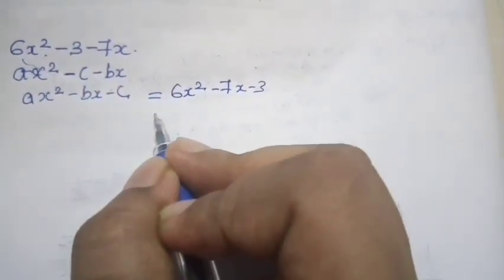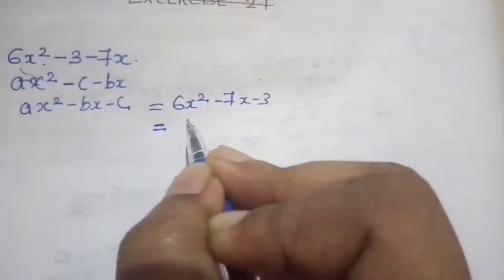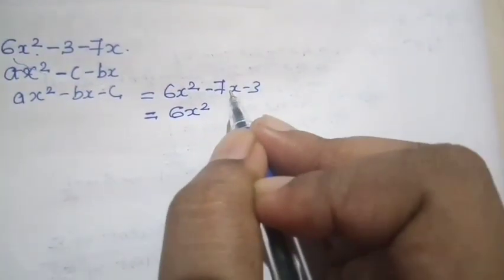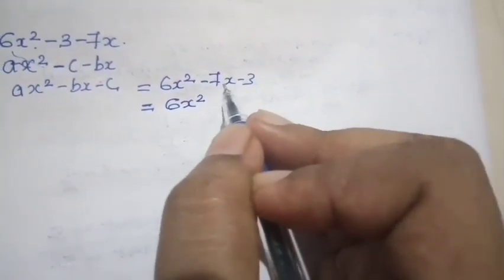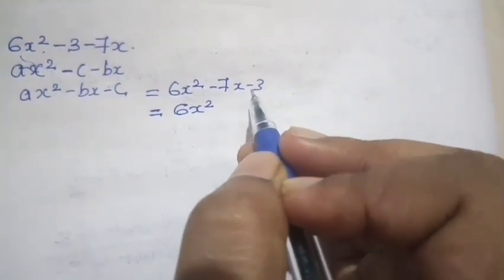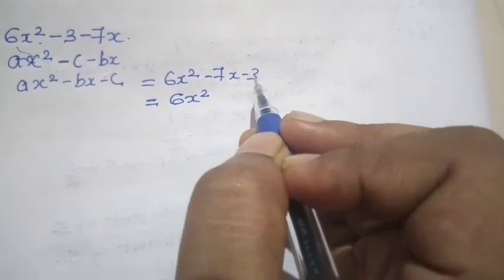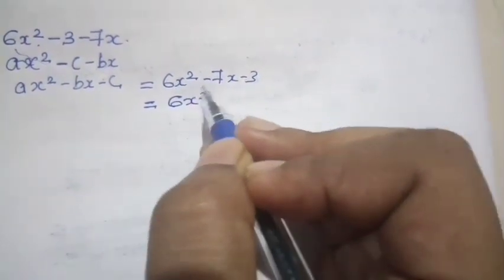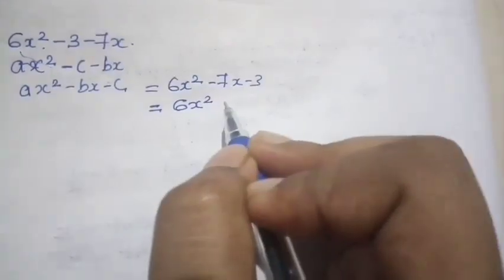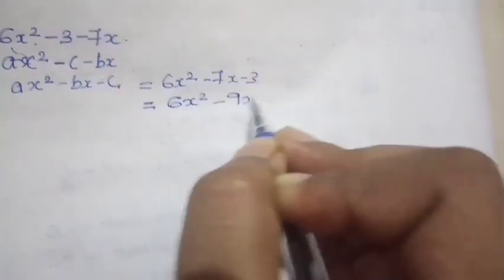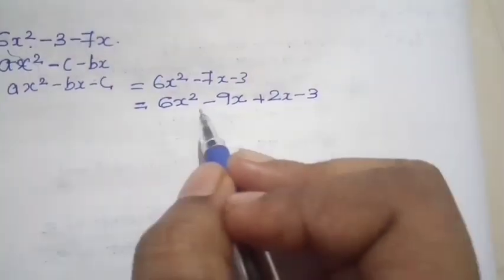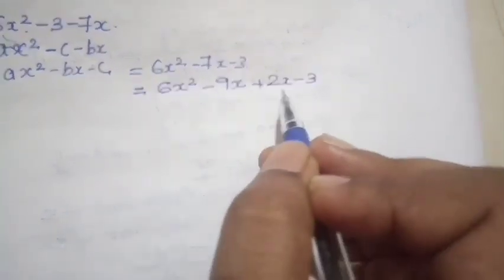Then now factorize this polynomial. That will be 6x square minus 7x. We have to write that as a sum of 2, so that its sum will give you minus 7x and product will give you 3 into 6x square, that is 18x square. So what will be that? That will be minus 9x plus 2x minus 3. So this is the number, minus 9x and plus 2x.